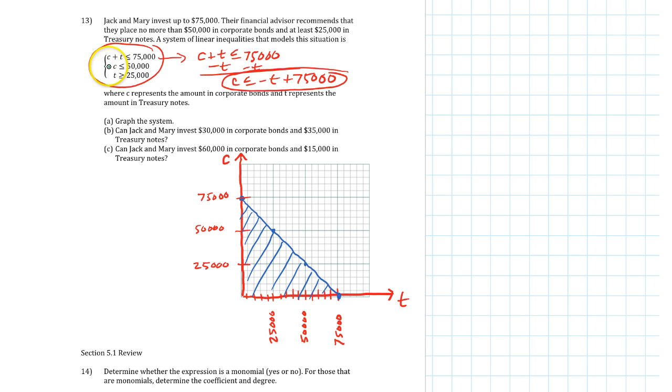Okay? Let's do the next one in green. The next one is C is less than or equal to 50,000. So that's the same thing as Y. Okay, so 50,000 on the y-axis, or the c-axis, is right here. That's going to be a horizontal line. Okay, and that is shaded down, so that's going to be this way.